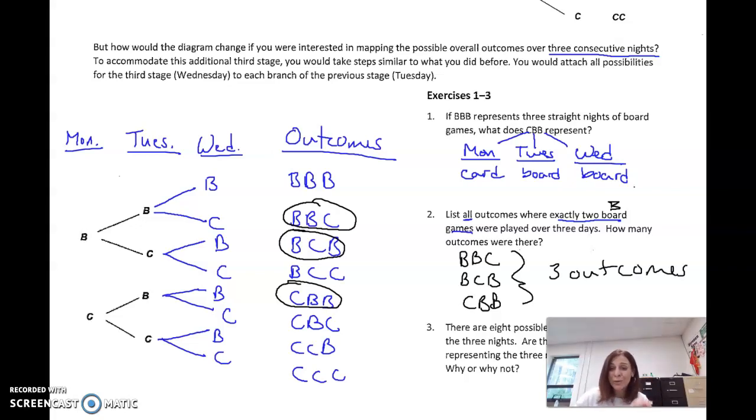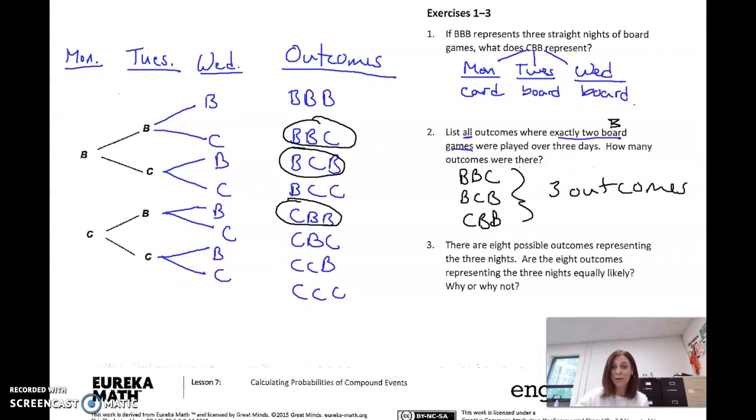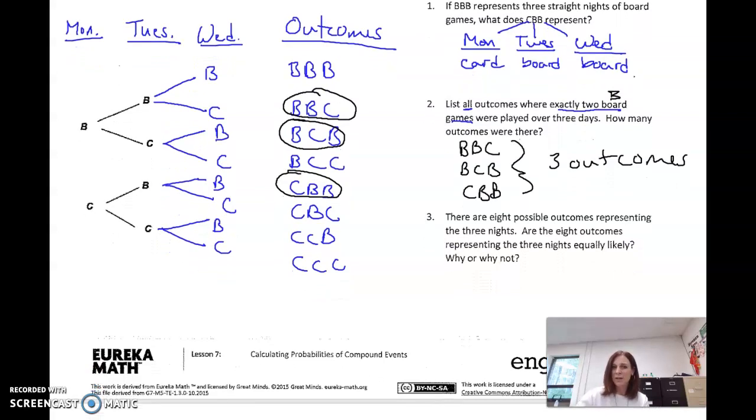So 3 outcomes where there's exactly 2 board games. The cool thing with the tree diagram is we can see the outcomes. We know when there were exactly 2 board games played, and how many outcomes there are. There are 8 possible outcomes representing the 3 nights. Are the 8 outcomes representing the 3 nights equally likely?